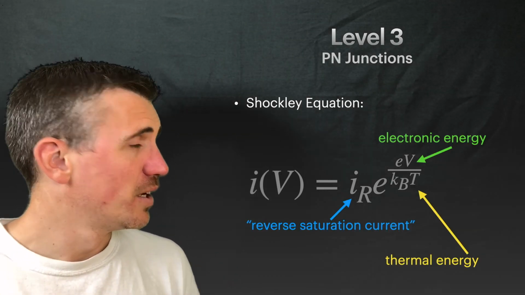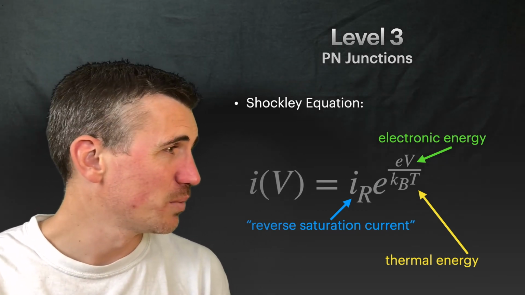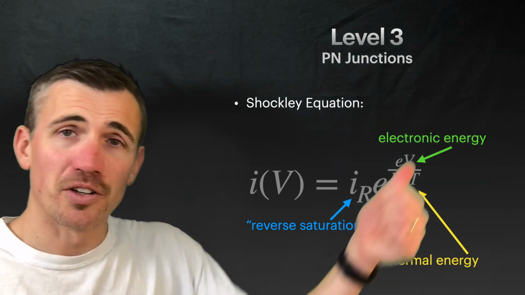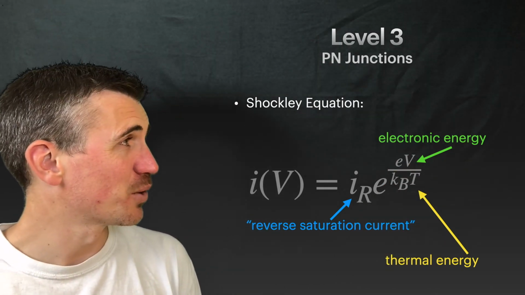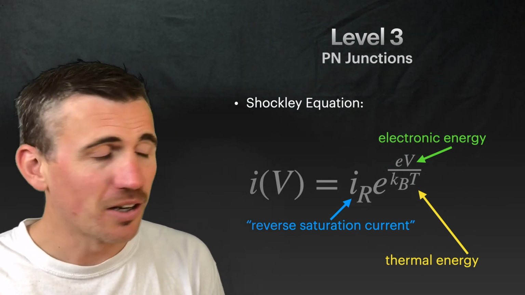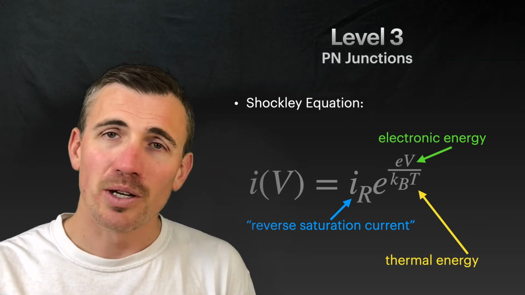Now there's a few squiggles. So we have this reverse saturation current. It's a very small number, nanoamp or something like that. And we also have here on this exponential term, so it's an exponential increase. It'll change very quickly. On the numerator, we have the electronic energy. In the denominator, we have the thermal energy. So it's kind of a neat way to wrap everything up.